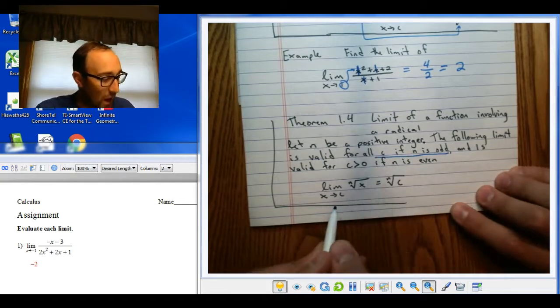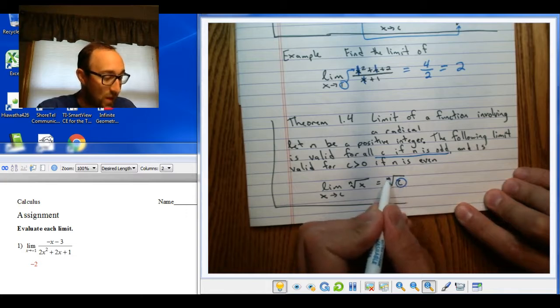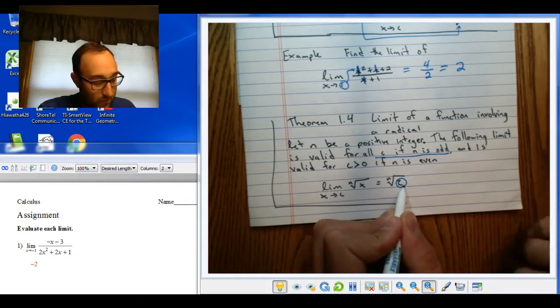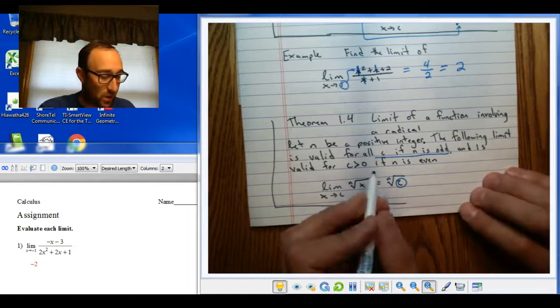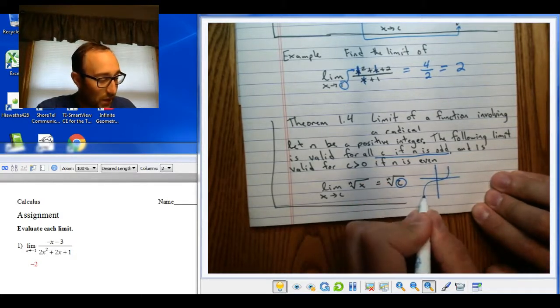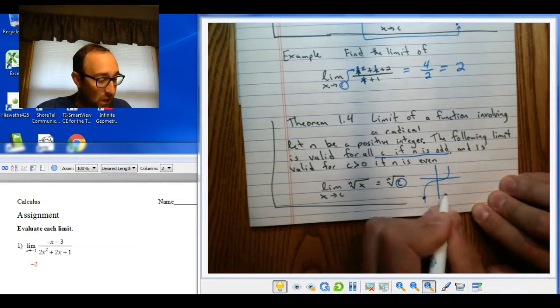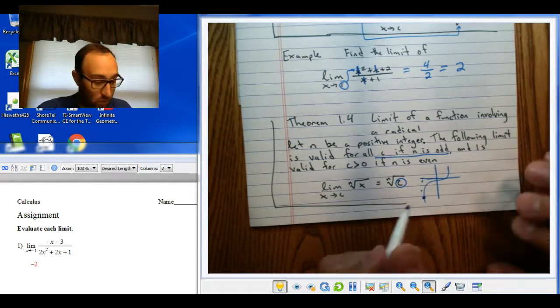So if c is odd, that means if n is odd, I can do this for anything. A negative number, then take the cube root, you're going to get an answer. Remember just how cubic functions work. I can take the cube root of a negative number, right? Negative 4, I can get an answer, and take the cube root to go backwards. Alright, so it works out.